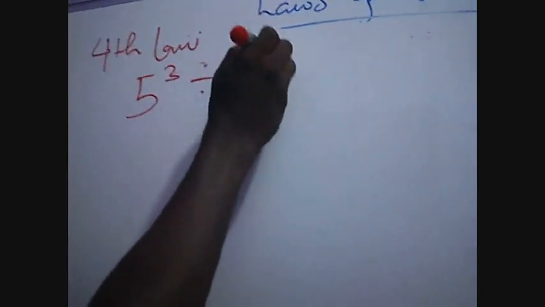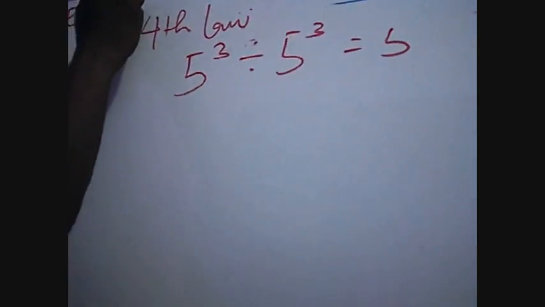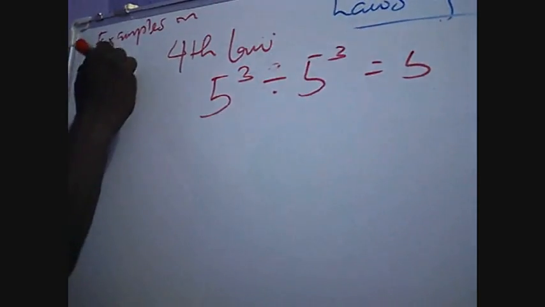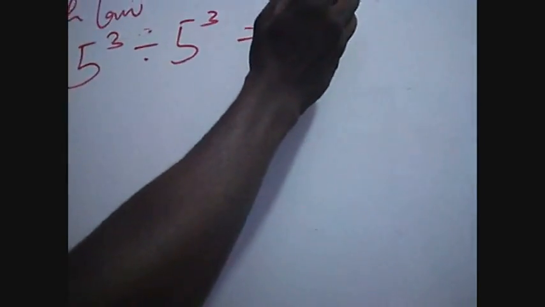Let's have one or two more examples on the third and fourth laws of indices. 5 raised to the power of 3 divided by 5 raised to the power of 3 is going to give us 5 raised to the power of 3 minus 3, because we have division in between, and this is going to give us 5 raised to the power of 0, which is equal to 1.